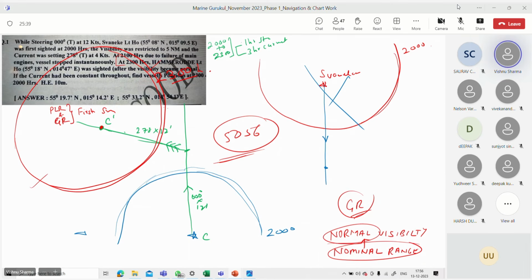Because the word normal is not defined anywhere as far as the lighthouse ranges are concerned. Okay. So, Sir, the normal range is nowhere defined. 16 miles, maybe GR has been taken. After taking that 16 miles GR, if I cut from C, then on that circle it is cutting the 2300 PC.